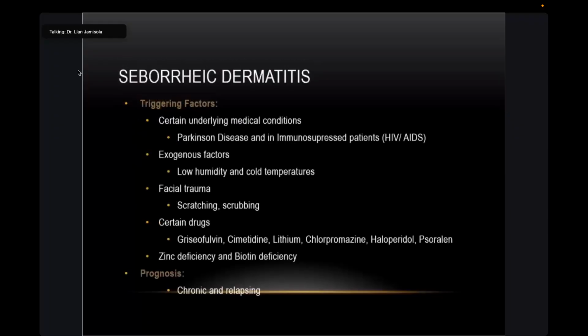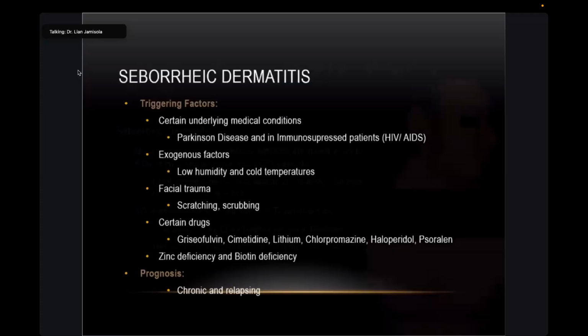Okay, so it can be triggered by certain underlying medical conditions like Parkinson's and, as I mentioned earlier, HIV or immunosuppressed patients. Exogenous factors would be low humidity and cold temperature. So those who are always in cold, air-conditioned rooms with low humidity are prone to have seborrheic dermatitis. It can also be triggered by vitamin deficiency, like zinc and biotin deficiency. Prognosis, it's chronic and relapsing.